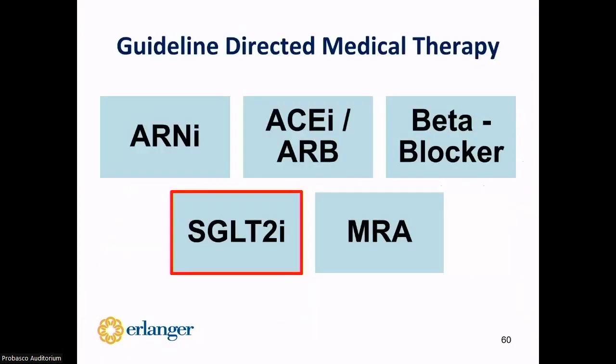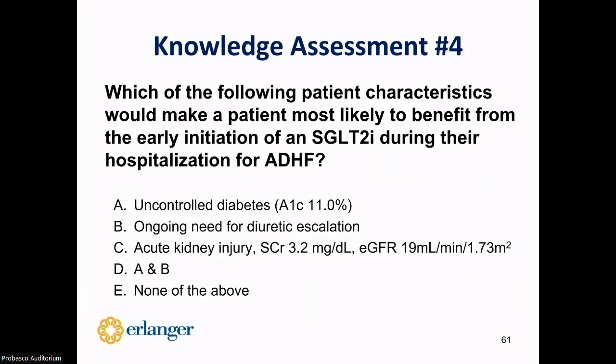Next, we'll move on to SGLT2 inhibitors and their role in acute decompensated heart failure. Which brings me to our next knowledge assessment question. Which of the following patient characteristics would make a patient most likely to benefit from the early initiation of an SGLT2 inhibitor during their hospitalization for acute decompensated heart failure?